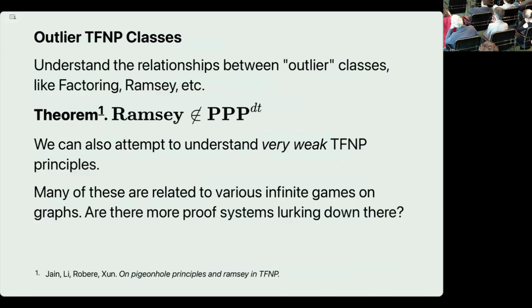And finally, there are also these outlier TFNP classes, things like Ramsey, which are not really known to collapse into, they seem to be a little bit orthogonal to these classical TFNP classes. And there are lots of very weak TFNP classes that get studied in the classical theory that, to my knowledge, haven't even been looked at in the proof complexity setting. And so it's very natural to ask if there are any black box separations that we can make down there.